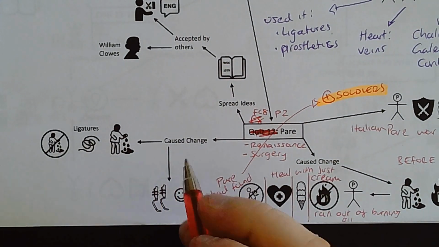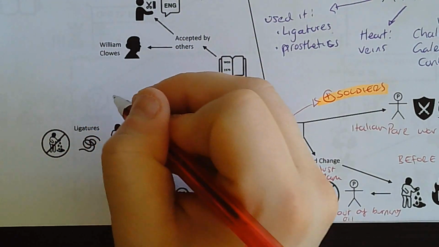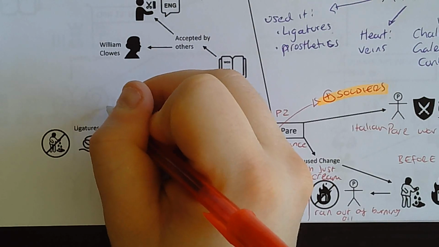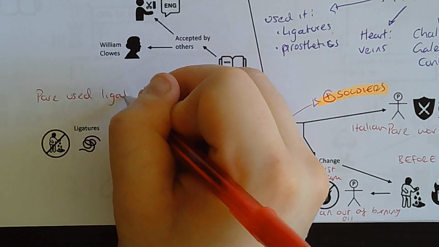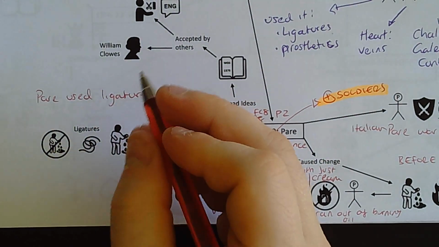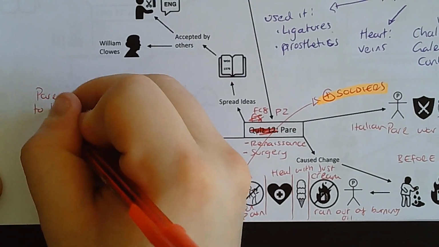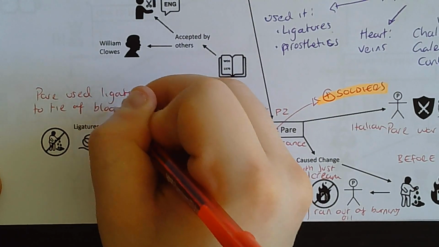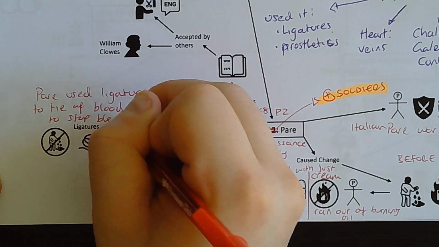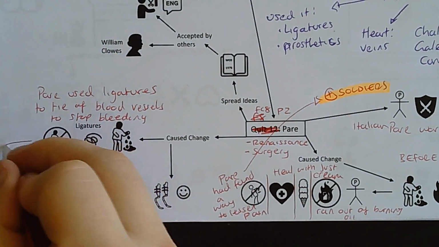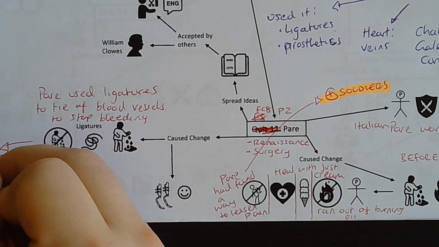We can then go on to look at other ways he caused change. And Pare's attempt to stop blood loss was done through ligatures. Pare was successful. So Pare used ligatures, which was rope, and you can see that here, small pieces of kind of silk to tie off blood vessels to stop bleeding. Now, this was positive for patients at first, as it stopped blood loss.